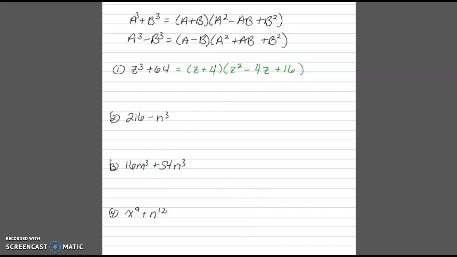In the second example, we have 216 minus n to the third. Once again, I'm going to set up my binomial times a trinomial. Find the binomial first and use those terms to get the trinomial. So I'm taking the cube root of 216, which is 6, minus, same sign, cube root of n to the third is n. Now I'm going to square 6, which is 36, opposite sign plus, multiply 6n, and then square the last term, n squared.